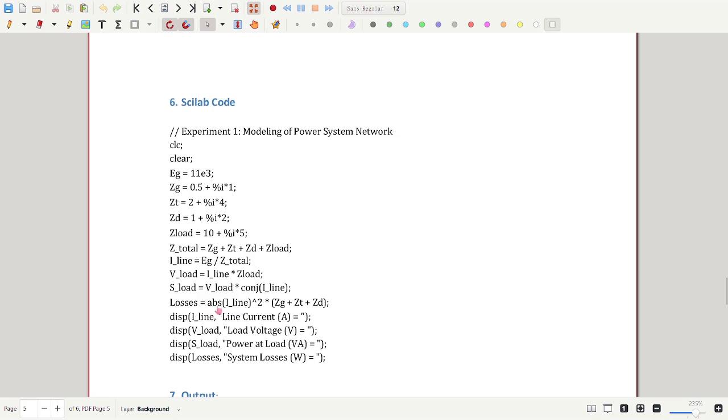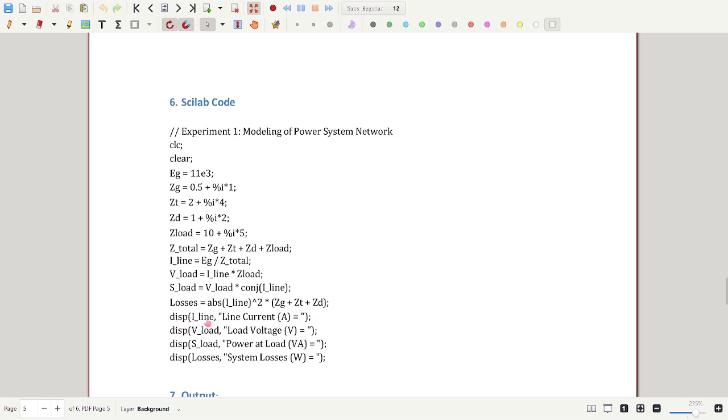I have used another formula here in the program. The absolute value of I square R directly will also give it when you multiply. But for verification purposes I have used this formula also: the absolute value of line current square into the total impedance. You should exclude the load, because we are going to calculate the losses in the generator internal impedance, the transmission line impedance, and the distribution line. So remember to avoid this Z load, because the losses are calculated only in the generator, transmission as well as distribution. We need not calculate the losses on the load side.